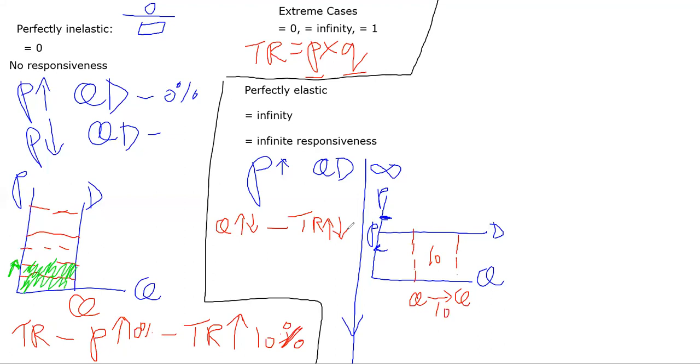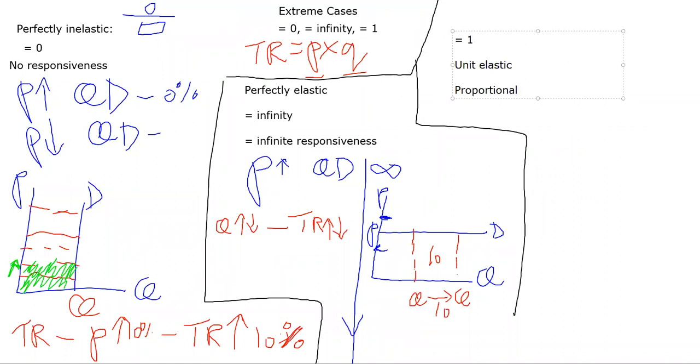Okay, let's go to our final case. Extreme case is this also. Yeah, so this is where it's equal to 1, which is unit elastic or unitary, whatever you like to call it. In this, the idea is that there is proportional or proportionate responsiveness, whatever, I wrote responsiveness, khair, whatever, it doesn't really matter.